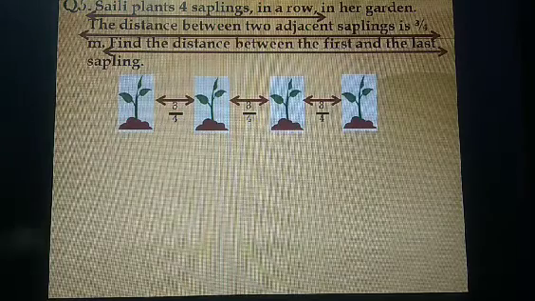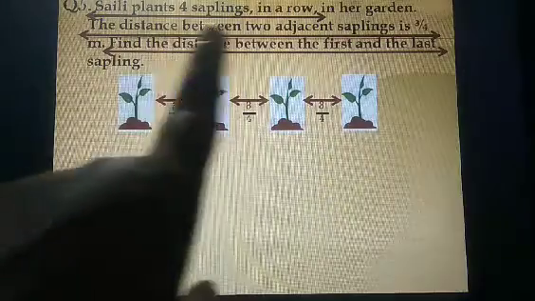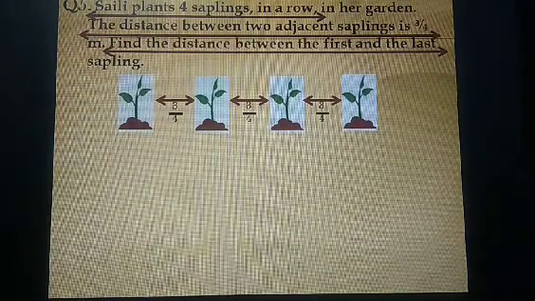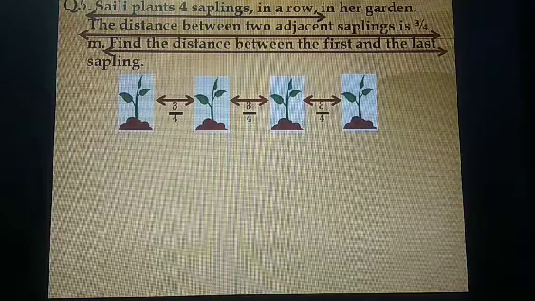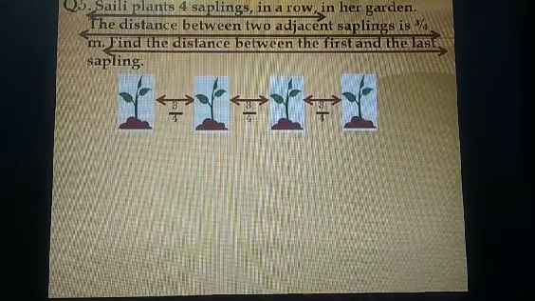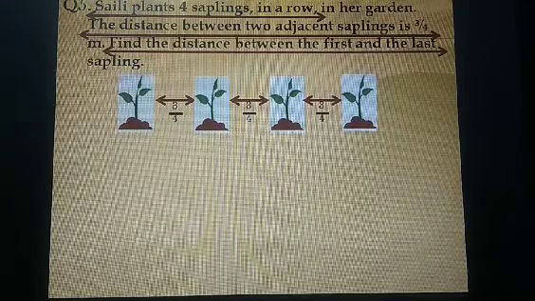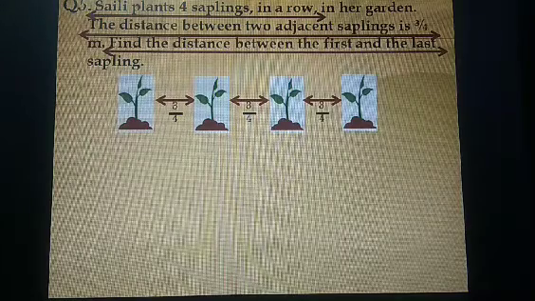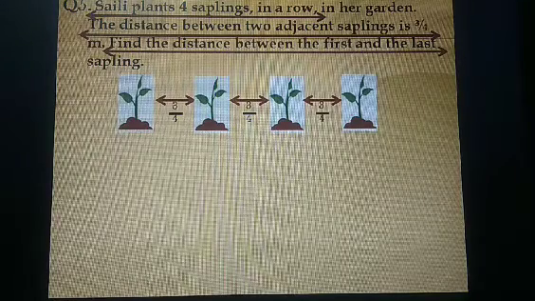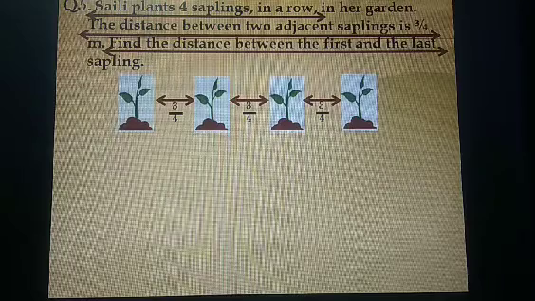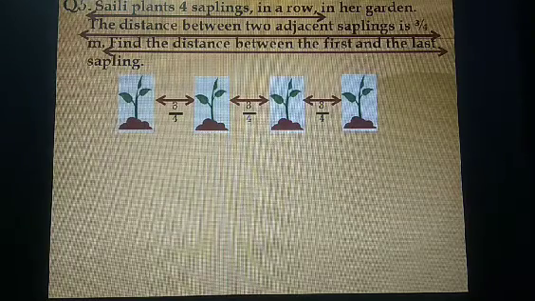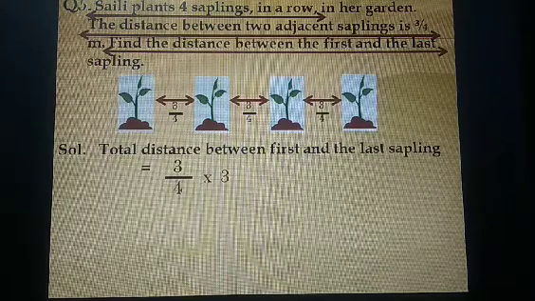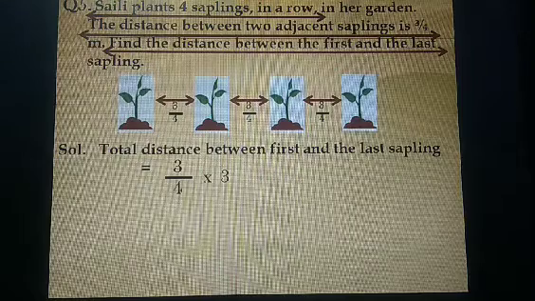Now, see, between the first and the last one, there are 3 gaps of 3 by 4. It means you have to add 3 by 4, 3 times. Here I am using the word times. That is, I am supposed to add 3 by 4, 3 times. It means you can write it as 3 by 4 into 3. Repeated addition, you can replace it with multiplication. So, the total distance will be 3 by 4 into 3, because we are supposed to add 3 by 4, 3 times.